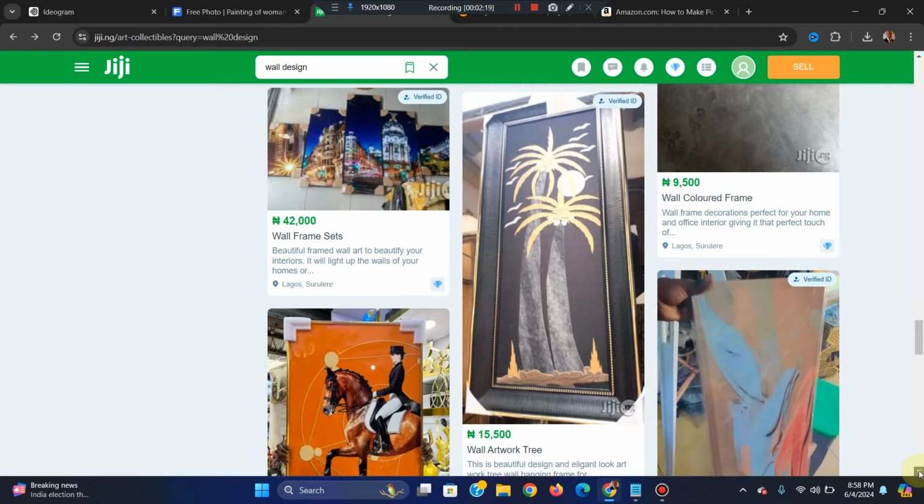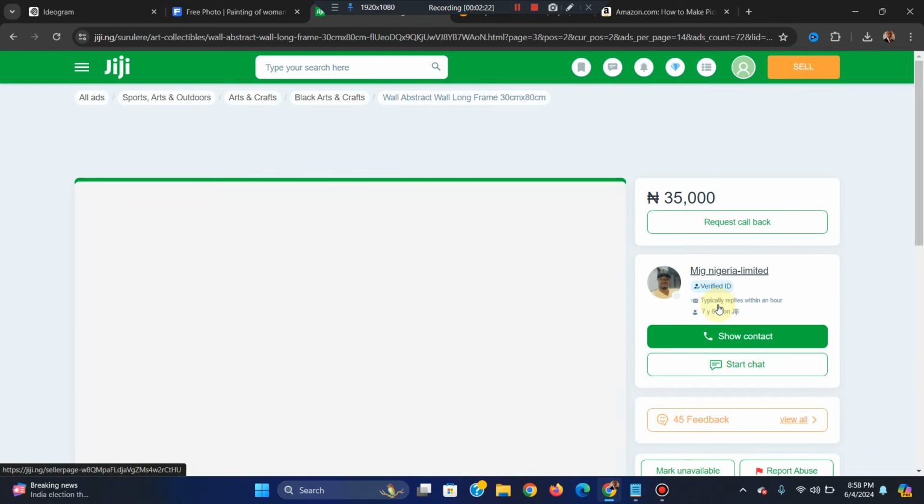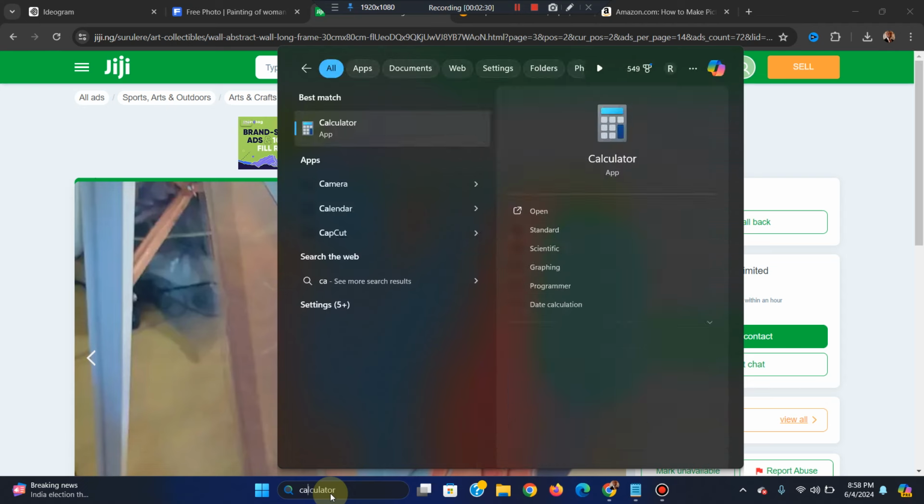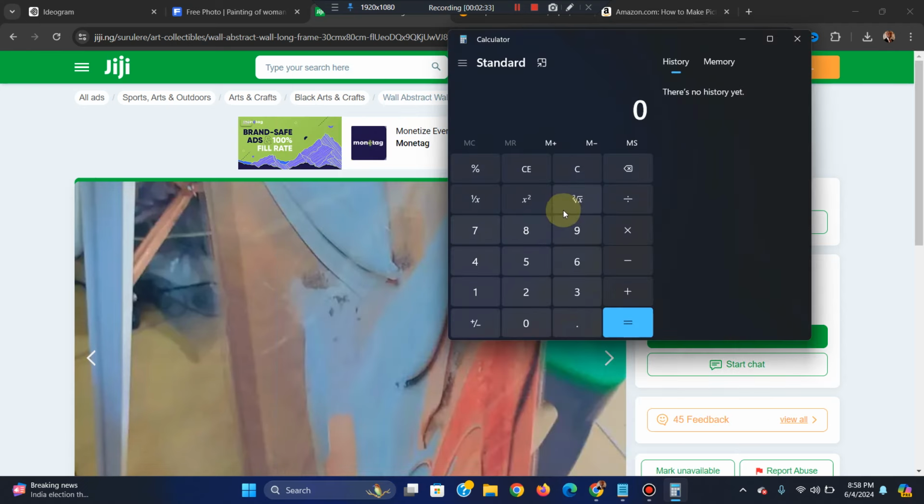So let's take a look at this. For instance, this one is 35,000. If you get this for 35,000 and you printed it for 15,000, let's do calculator now. That will give us 35,000 minus 15,000 for your printing and framing. It will not be up to 15,000, maybe about 7 or 8,000, but let me say 15,000. So you make 20,000 profit. If you do that about 20 times on this spot, you are going to be making 400k.